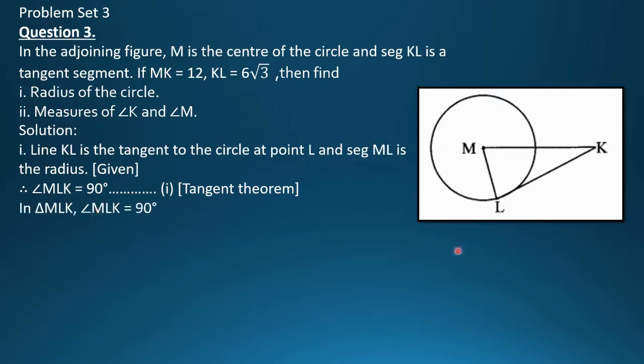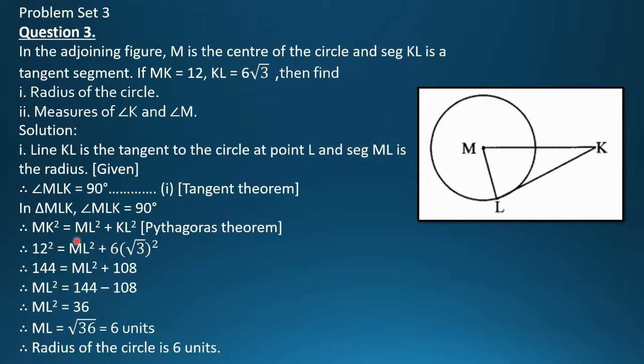Now if you look in the triangle MLK, we know that angle MLK is equal to 90 degrees, and since it is 90 degrees, MK will become the hypotenuse, so we'll use the Pythagoras theorem that says MK square is equal to ML square plus KL square. So we know that MK in the question is given as 12, we'll substitute it. Similarly, KL in the question is given as 6 root 3, we'll substitute both the values.